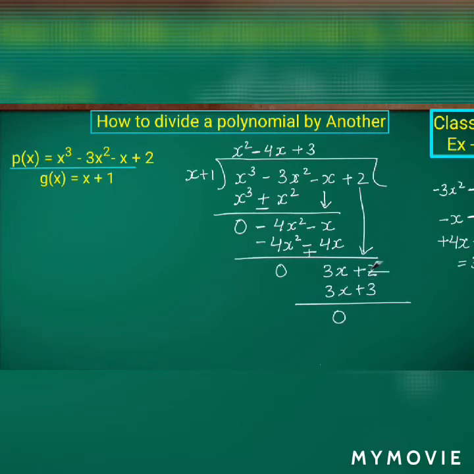3x will get cancelled. So your plus is going to change to minus, isn't it? Plus 2 minus 3, which is giving minus 1. Are you getting? So which is giving minus 1.